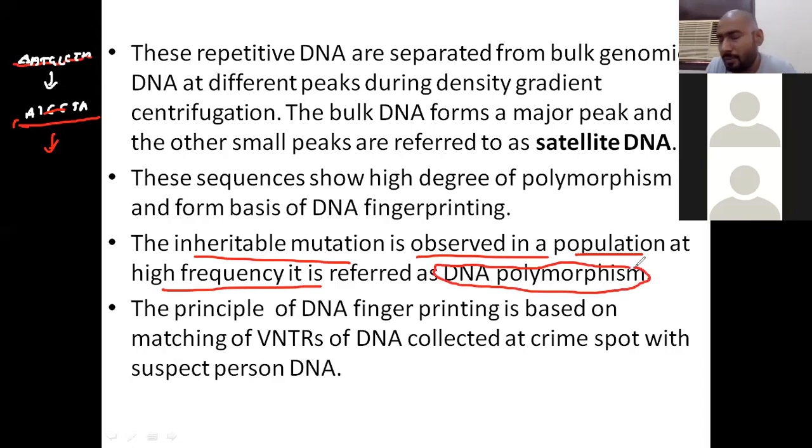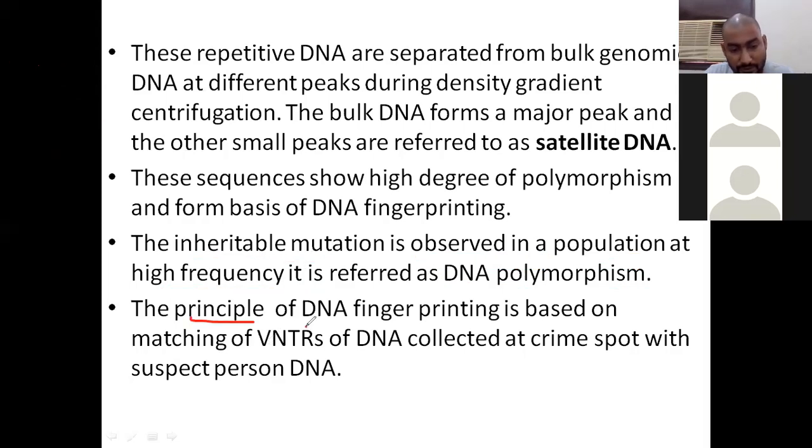DNA polymorphism, as I told you, acts as a marker. It is the basic marker, or you can say the basic tool, for DNA fingerprinting. This phenomenon plays an important role in DNA fingerprinting. The principle of DNA fingerprinting is based on the matching of VNTRs. What are VNTRs? This is also very important.